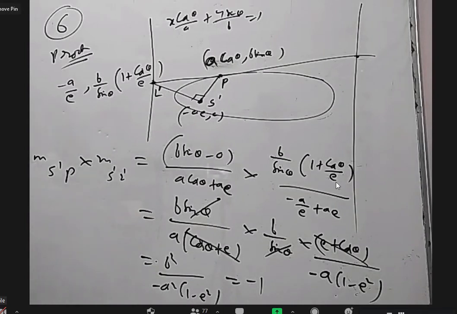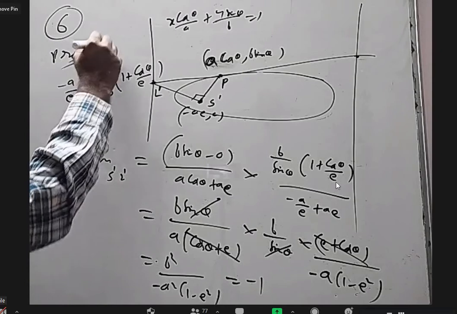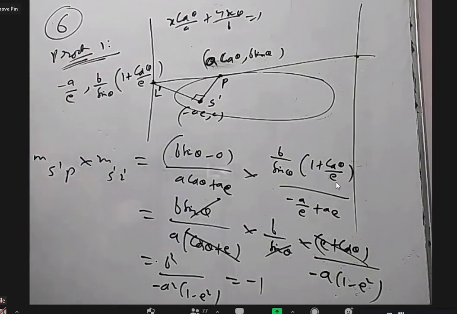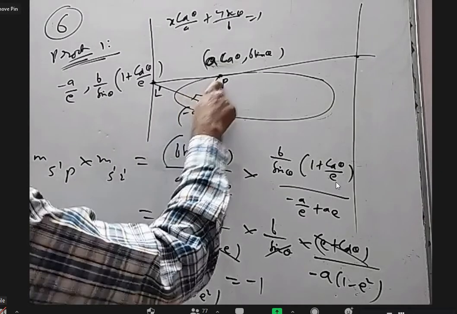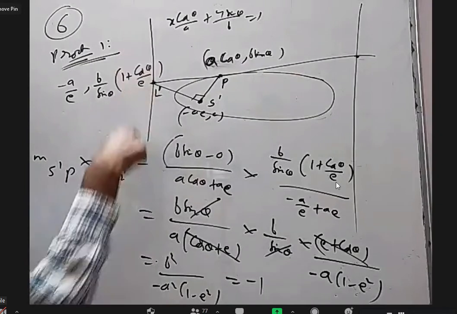Of course, there is another way. This is proof 1. I think I'll try to prove proof 2 also. Okay, copy this whole thing. I hope you understand. I'll explain once again. I took a general point, really draw the tangent, solved with this directrix.